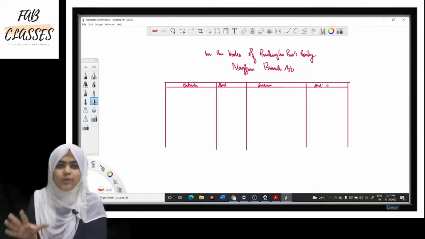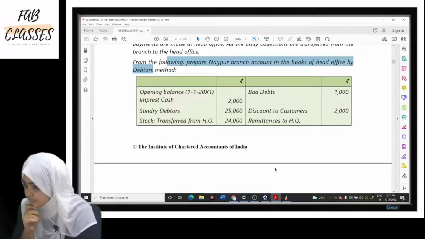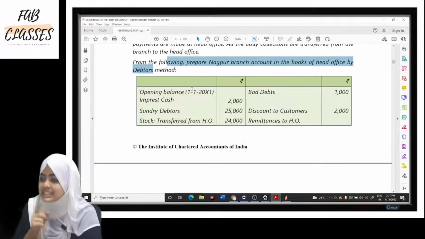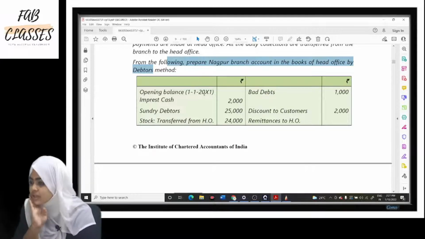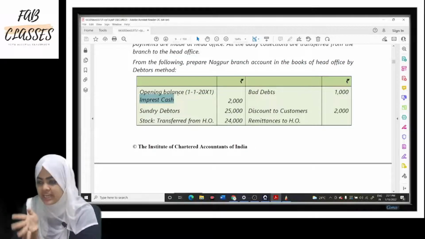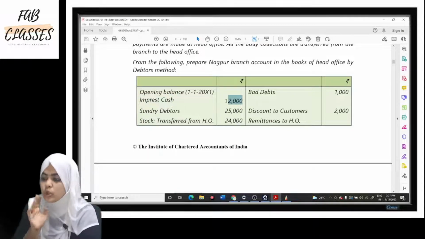Now let us look into each and every transaction that has been given in the question. The first thing we have to record is the opening balance of all assets and all liabilities, right? So let's see what is given in the question. Opening balance is given: imprest cash. Imprest cash means petty cash. The opening balance of petty cash is given as 2000 rupees.